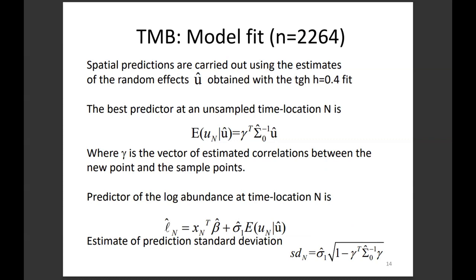Now we have the vector view, and so the estimate of the vector U. We let go of the V because the Vs are just white noise, so they are not useful for predictions. And so we use kriging to predict the latent process U at unsampled locations, and then we are able to get L. L hat is a log abundance prediction at an unsampled site.